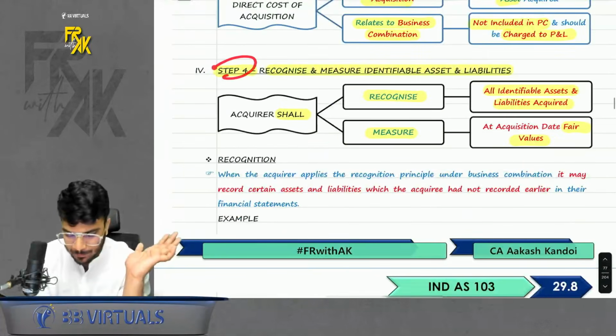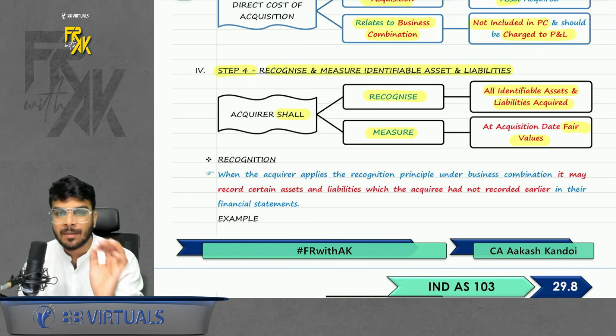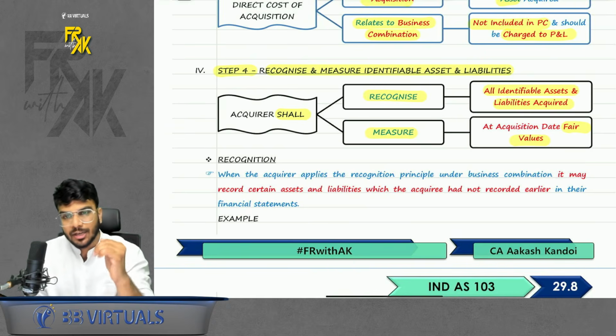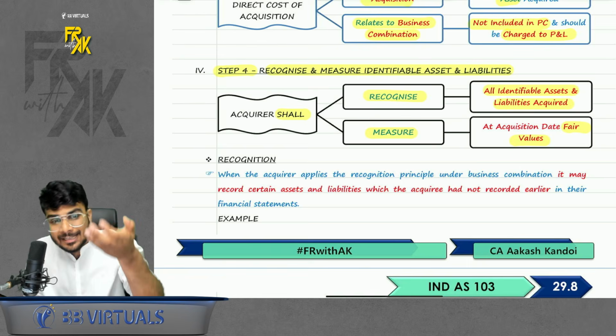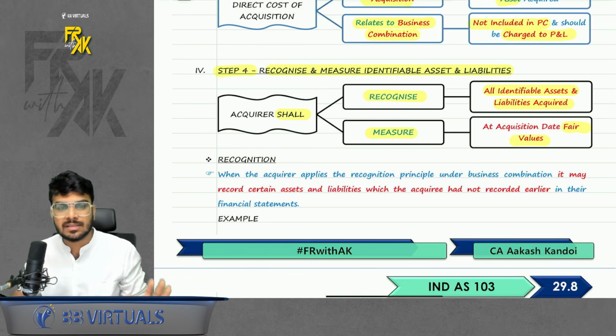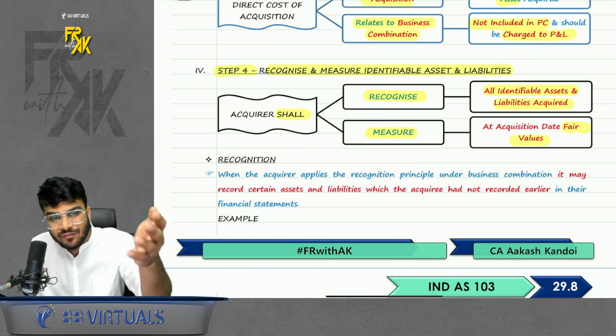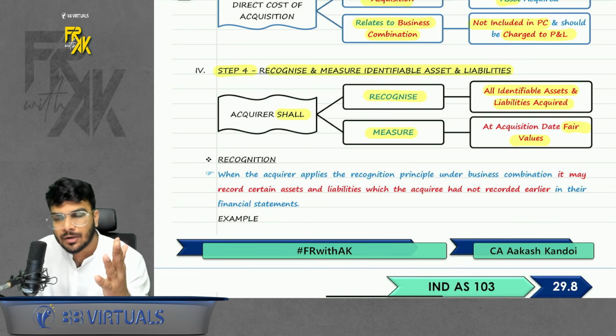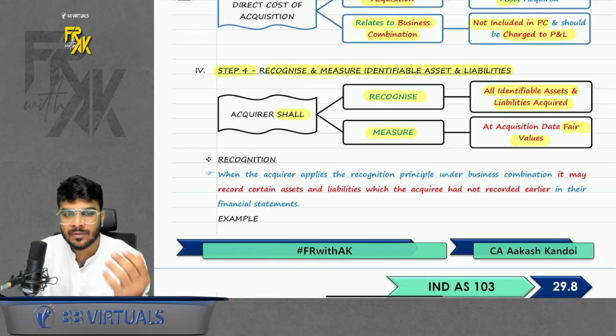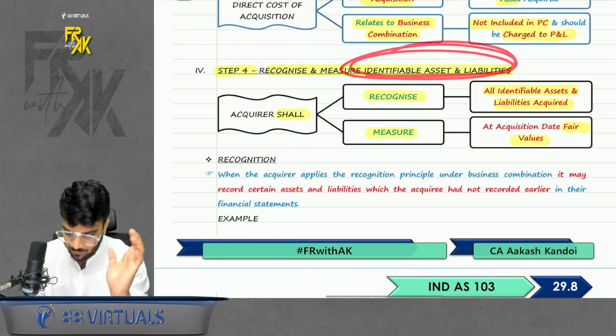Now we come towards step number 4, and that is identifiable assets and liabilities. So whenever you pay any purchase consideration in CFS, what will you record? See, what is day 1 CFS? So in CFS, what will you record? In CFS, you will record all the assets and liabilities of the subsidiary.